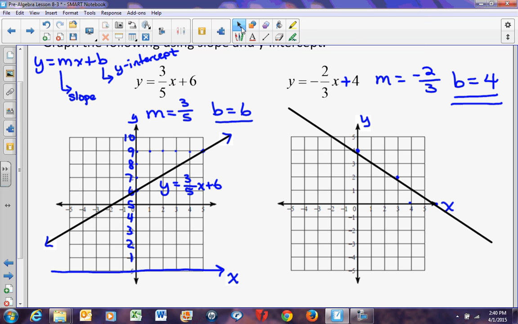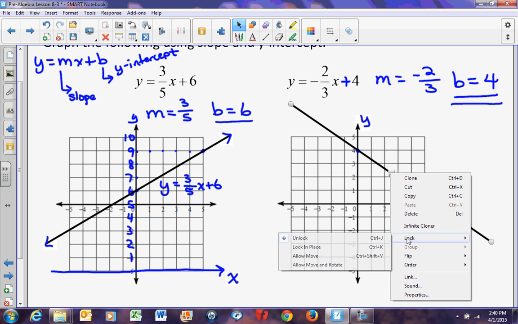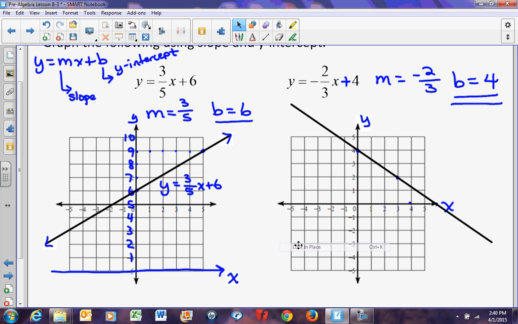Kind of pop a little bit on my line here. Straighten it out a bit. There we go. I'm going to put the arrowheads on it, and I'm going to label it. This is the line of y equals negative 2/3 x plus 4. Remember, we changed that to plus 4.